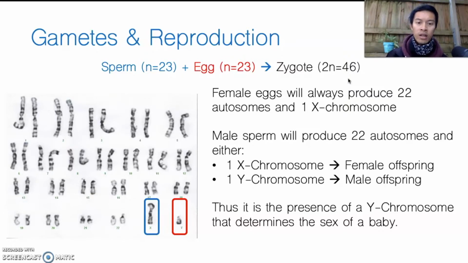If it's a female offspring, then the X chromosome from the sperm meets the X chromosome in the female egg to produce 2 X chromosomes. If it's a male offspring, a Y chromosome joins together with the X chromosome from the egg to form a male offspring. Thus, the presence of a Y chromosome is what determines the sex of a baby.